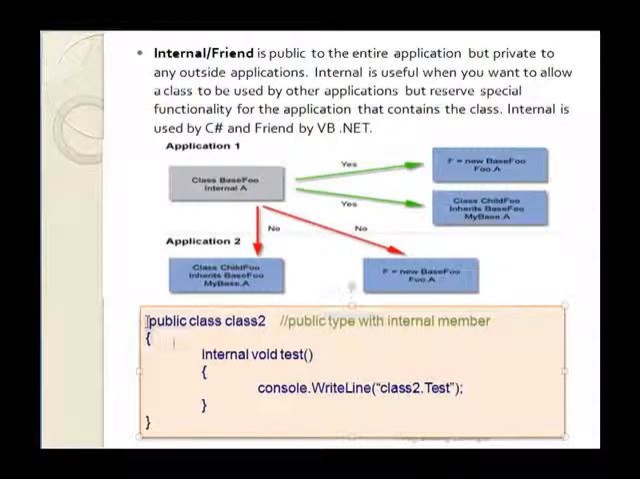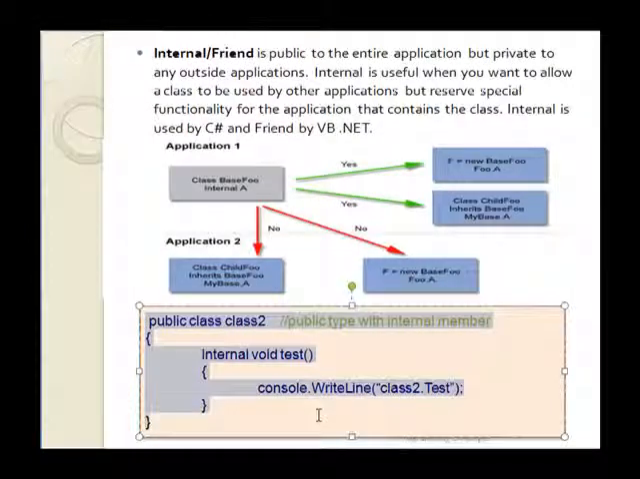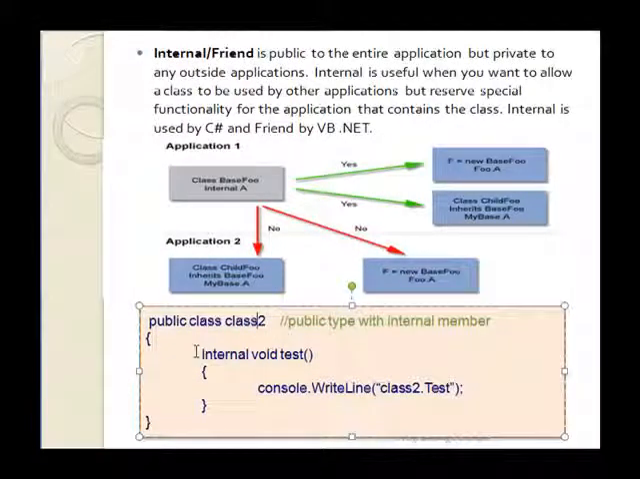Example: this is a public class, Class2. Inside this class it has an internal void Test, an internal method. This is a public type with an internal member. Then we move to the next slide.